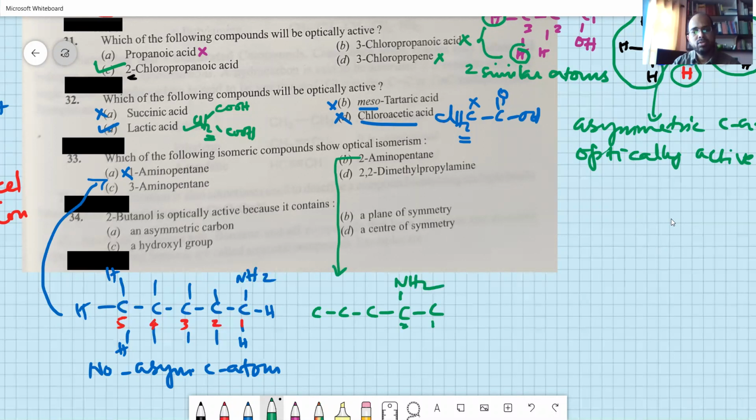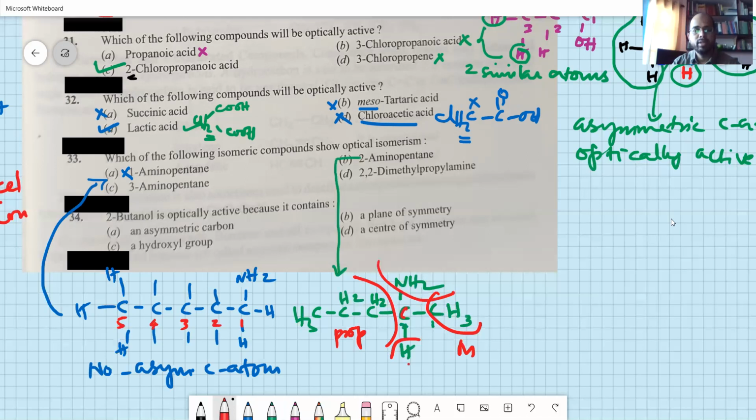Second one is amino, and here you will have H. Here you will have CH2 or CH3. Here you will have CH3. Here you will have CH2, CH2. So now you can see that this carbon atom is attached to a big propyl group. Here you have a methyl group. Here you have hydrogen, and here you have amine.